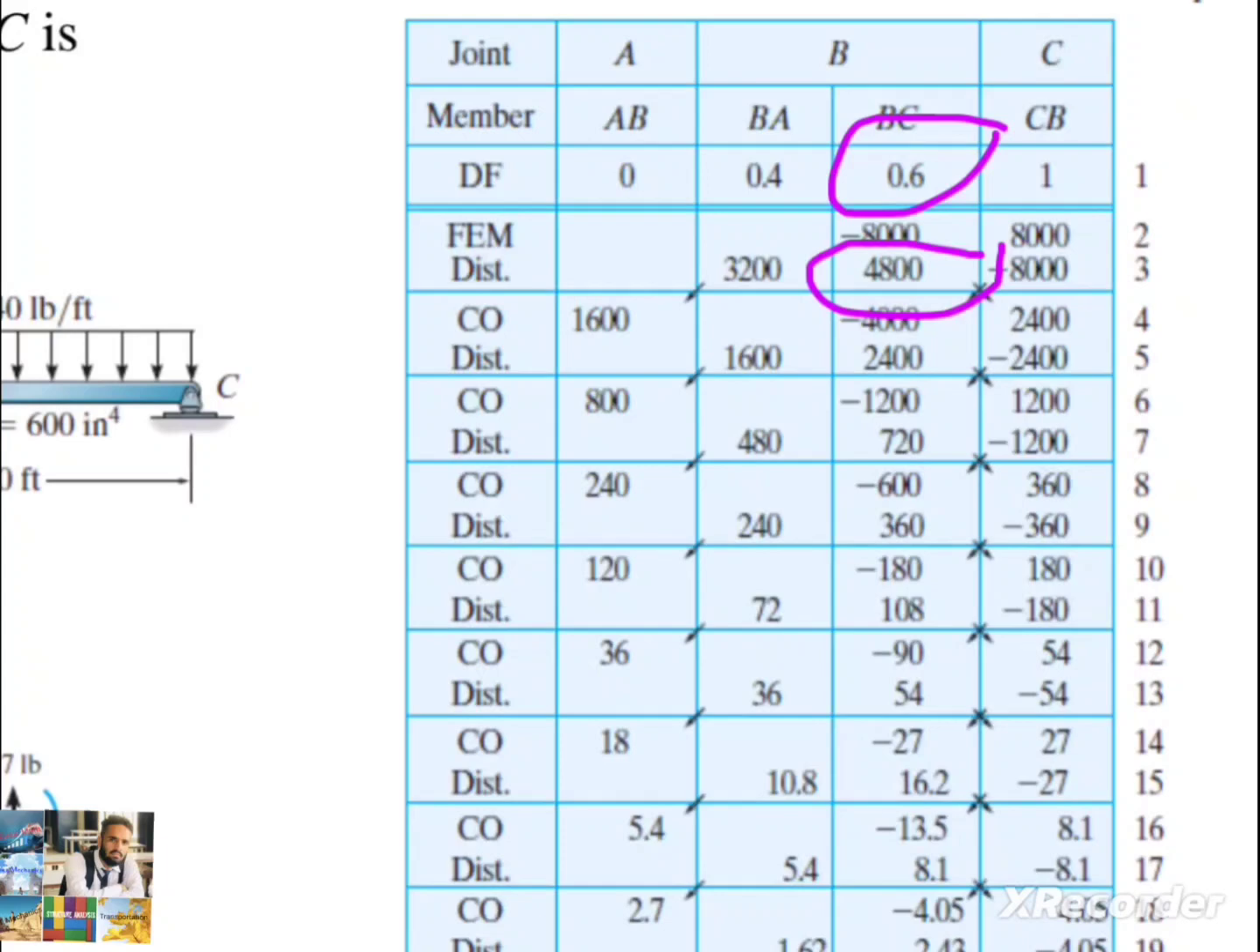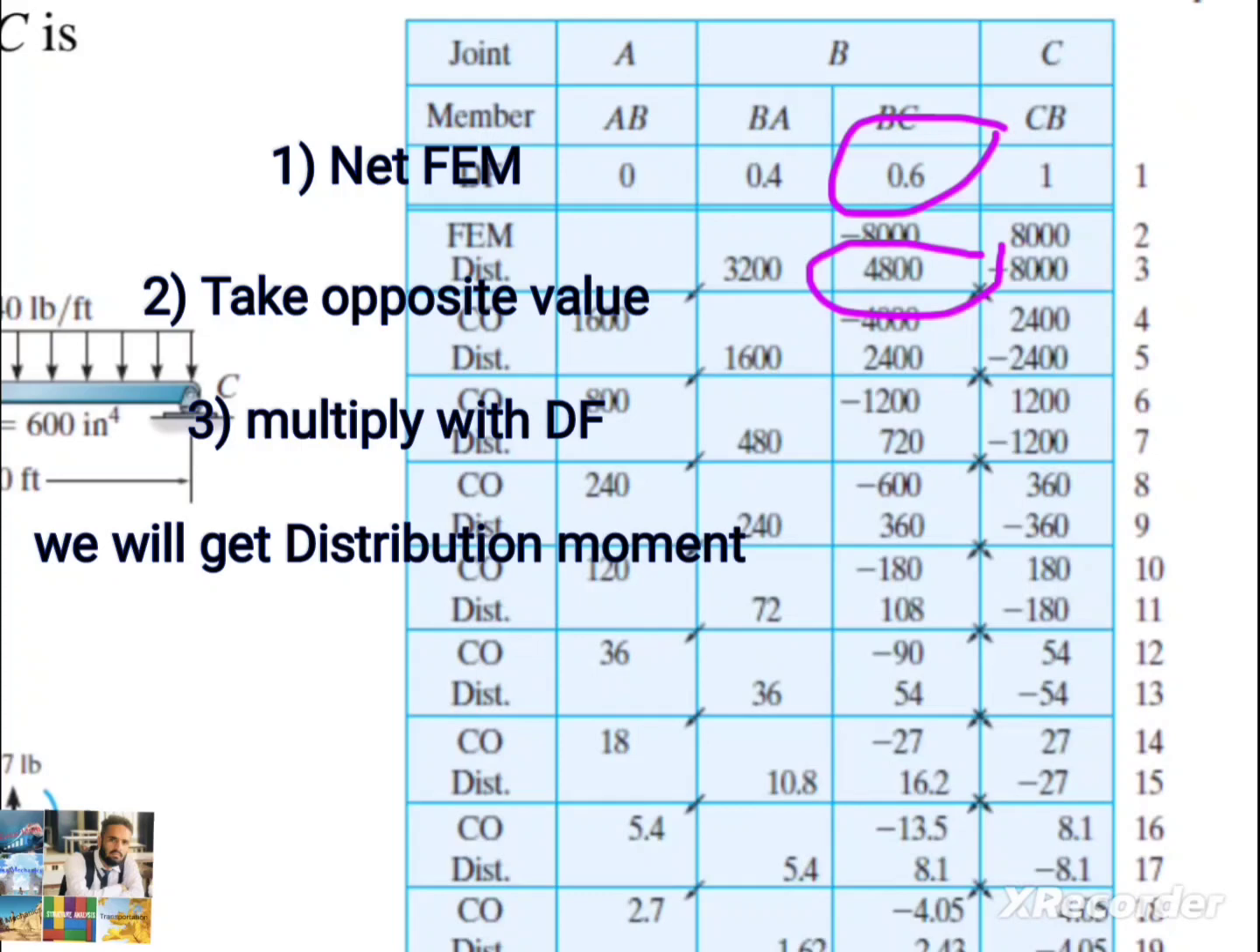This is the procedure for distributing the moment. First we calculate the fixed end moment, then for the distribution moment, first find the net moment at joint B, then take the opposite value.